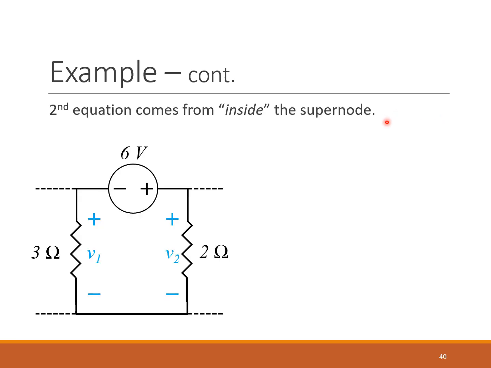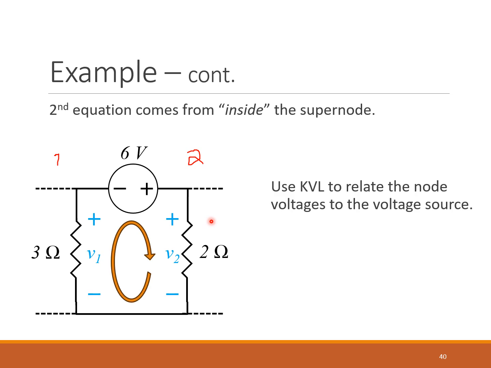So it turns out we're going to get our second equation from looking inside of our supernode. Let me just show an excerpt here of the circuit. Again, we're looking inside the supernode. What I have over here on the left is essentially our node 1. On the right is our node 2, and we can see that because I've got my V1 and my V2 here. So what we're going to do now is use KVL inside the supernode to relate that voltage source inside the supernode to our external node voltages.